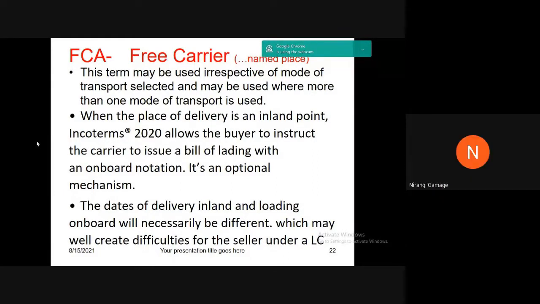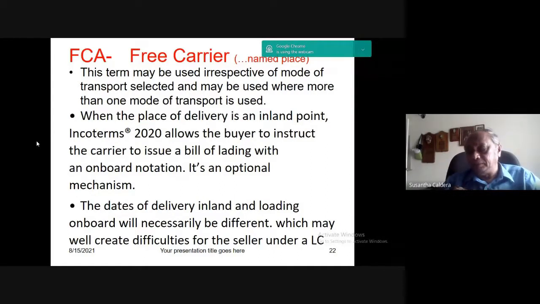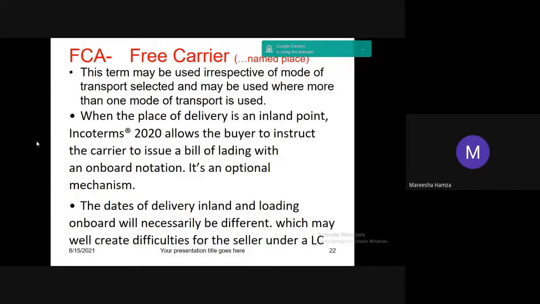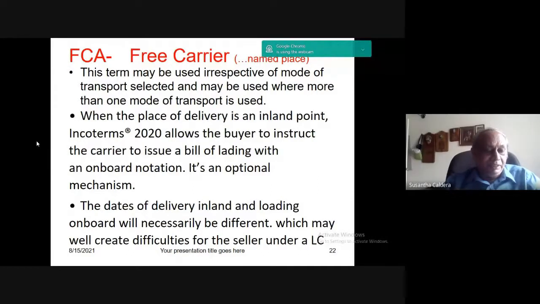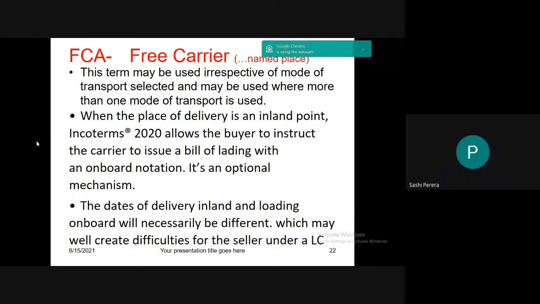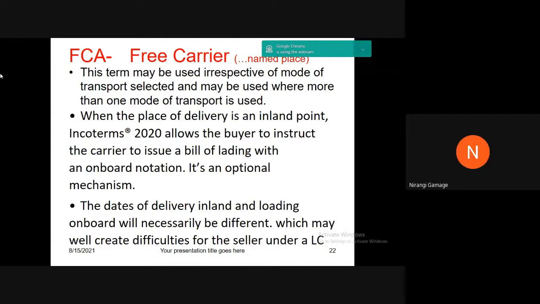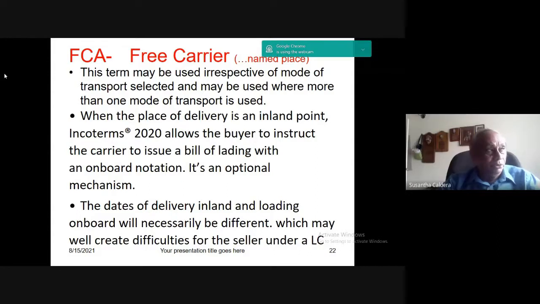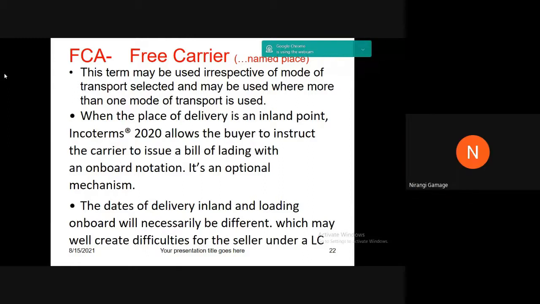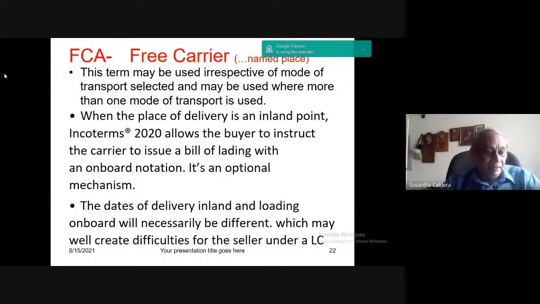Buyer. Good. Who has to do the export clearance? Buyer. Then who has to make the contract for carriage? Buyer. Who has to do the loading? Buyer. And who has to take the insurance cover? Buyer. Again buyer. Right? Who has to do the unloading? Buyer. Import clearance? Buyer.